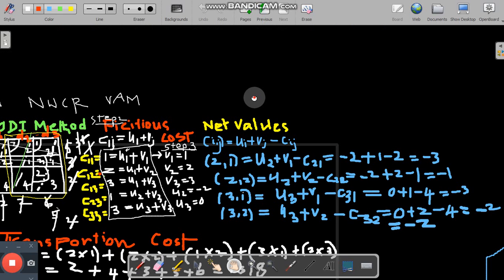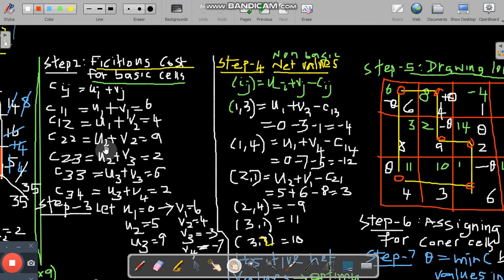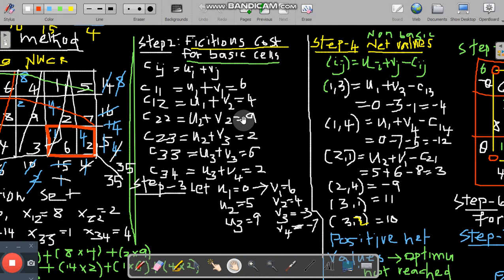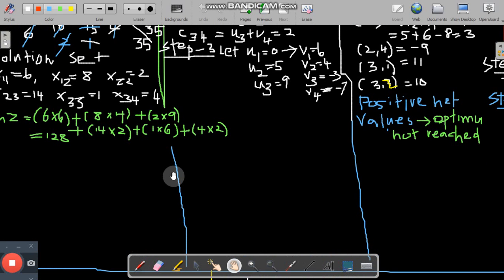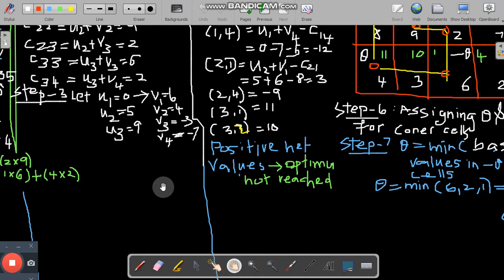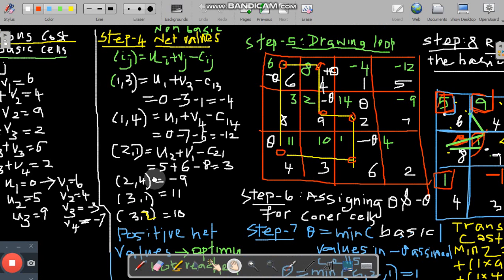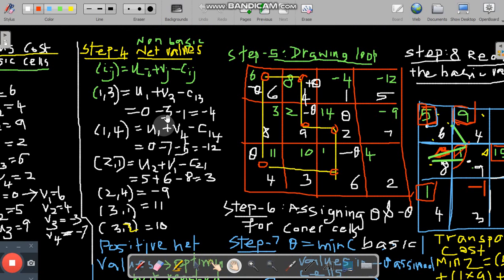Now look at this, this is the problem we started with 2 days back. This is the original problem. We did it by the northwest corner rule, and then the transportation cost was 128. Then afterwards, we checked the net values. After finding the fixed cost, we checked the net values, and we got some negative values and some positive values.